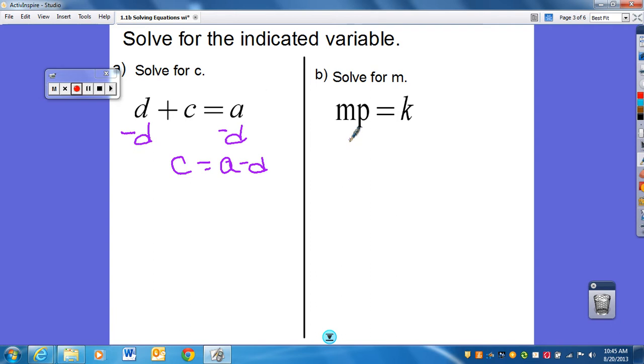In the next example, we want to solve for m. So since m is being multiplied by p, we're going to do the opposite operation, and we're going to divide both sides by p. P divided by p is 1, so that leaves me with 1m, and that equals k divided by p. Now we have the m by itself.